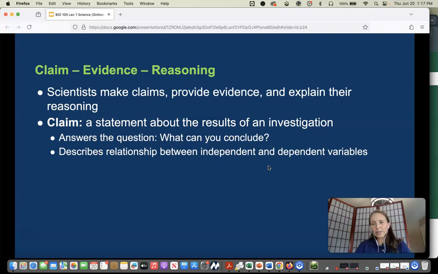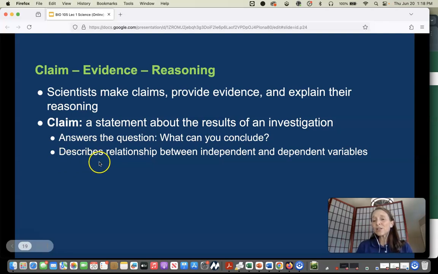Now, after you've done your experiments, you can go ahead and come up with a claim. You're going to provide the evidence and then explain with some common reasoning. So scientists typically will make a claim, they'll provide the evidence, and then explain their reasoning for that evidence. So a claim is just a statement about the results of an investigation. It's going to be a statement that answers the question that you originally had. What can you conclude from, again, your experiment?